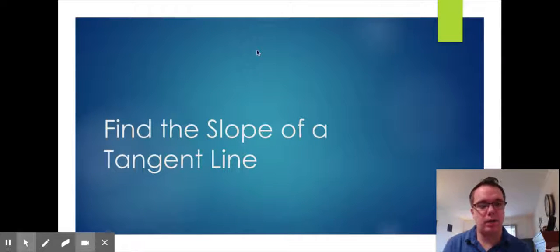So in pre-calc, we've been talking about limits. In fact, this whole chapter has been about limits. And what that's leading to is our next chapter and the chapter after that to finish out the year, which are going to be about derivatives. And so today we are going to start learning what that is by using the limit to find the slope of a tangent line.